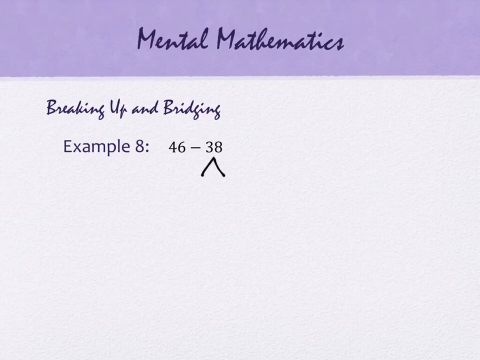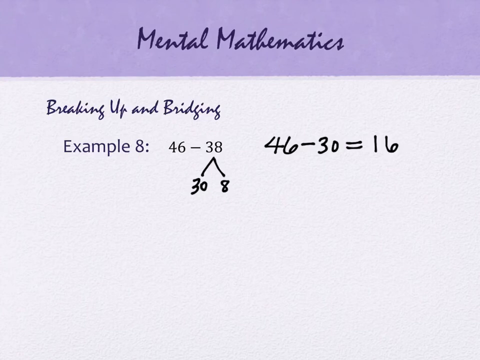We take the second number and we break it apart, so 30 and 8, and then we do the subtraction, so we have 46 minus 30. Actually, I'm going to write it like this. Well, that's okay. So 46 minus 30 is 16. And then we subtract off the 8. So 16 minus 8 would give me the 8.